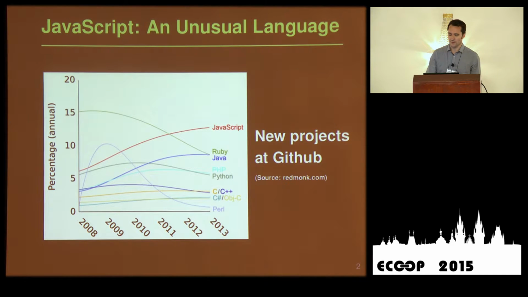This graph shows how many new projects created at GitHub primarily use a particular programming language. As you can see, JavaScript became the most popular language a couple of years ago, and it's still the most popular language today. So because JavaScript is so unusual, and because it's so popular, the PL community should not ignore it. And this year's ECOOP program shows that the PL community doesn't. Instead, we should try to understand how this language is used, why it's used in a particular way, and how we can improve it. And that's what we try to do in this paper.